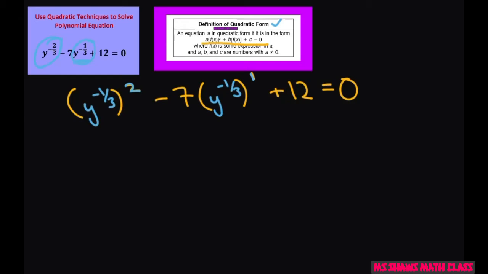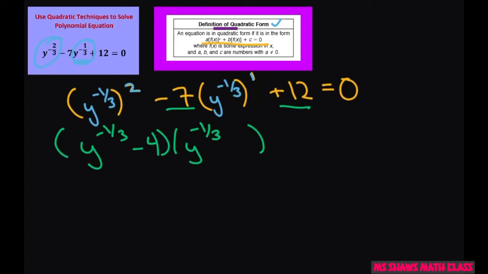So let's factor this. And normally you put y, in our case, we have y to the negative 1/3. Now for the 12 and the negative 7, let's do negative 4 and negative 3, because negative 4 times negative 3 is positive 12, but when you add those two together, you get negative 7. All right, now we just solve.